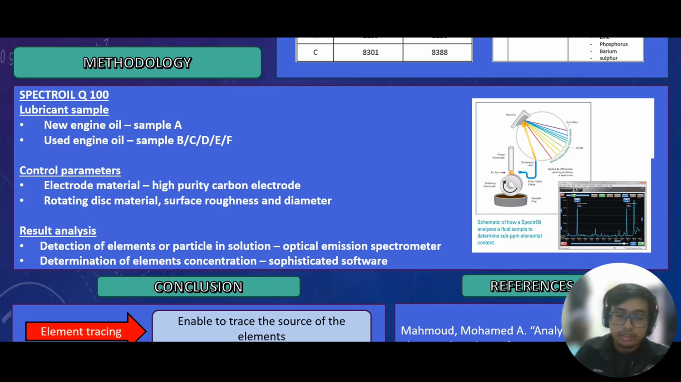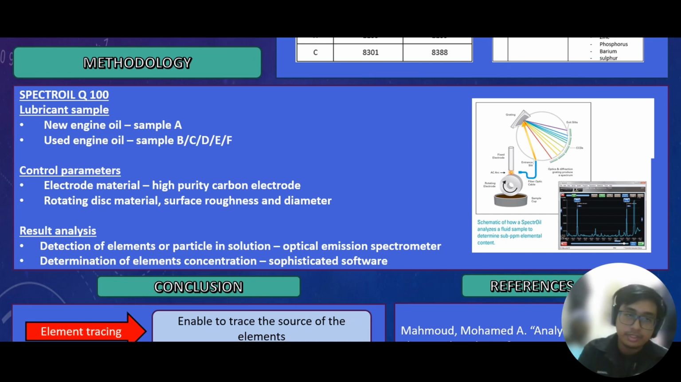I'm going to resume on the methodology part of this poster. After the oil sample had been taken from the machine, we can classify them as new and used for this experiment. New engine oil is for sample A, and used engine oil is for B, C, D, E, and F. The oil samples were analyzed using the Spectro Q100 machine.